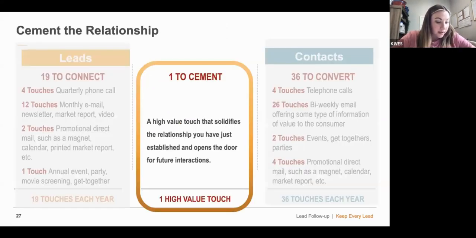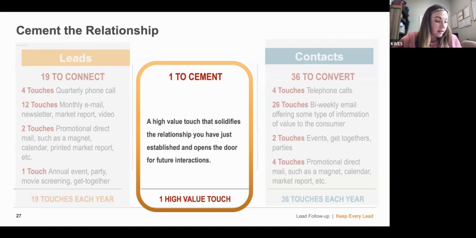At this point where a lead opens the door for two-way conversation, you must cement the relationship. Everyone in your database should be cemented right when you transition them from 36 to convert. You can look at the post lead follow-up page in your participant guide. What do you think the purpose of the 1 to cement touch campaign is?